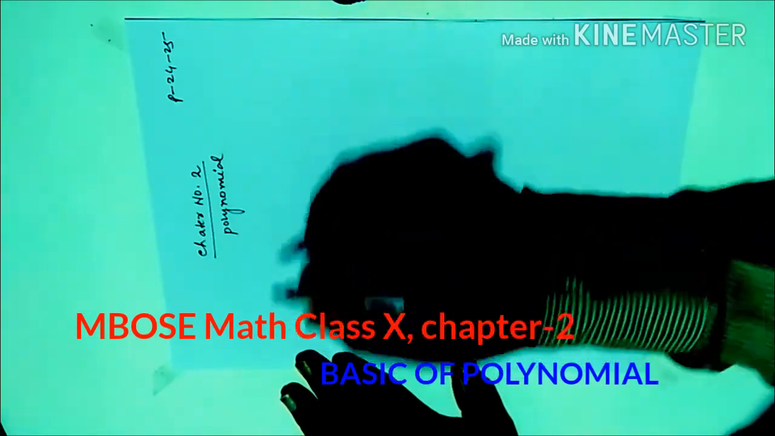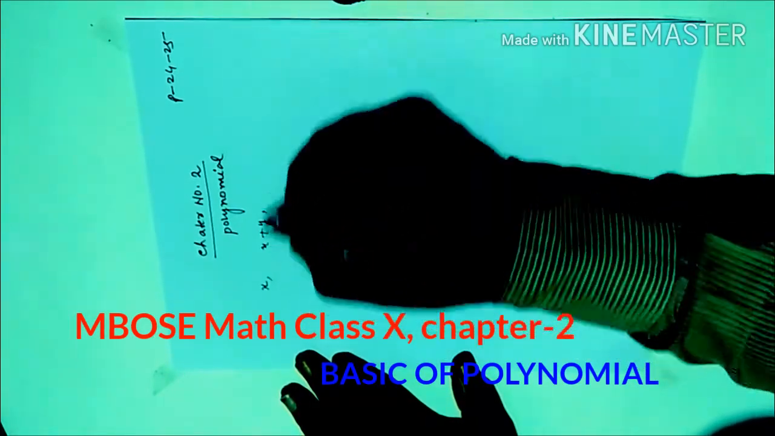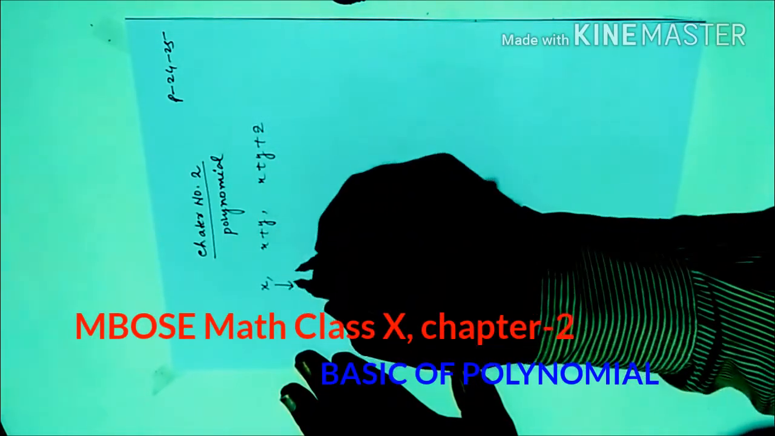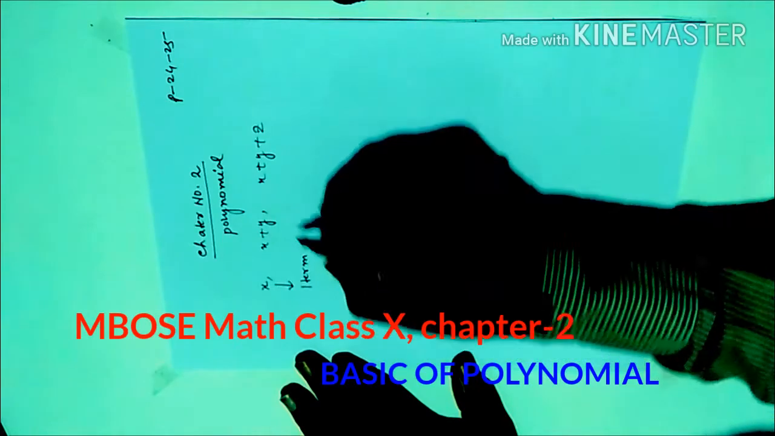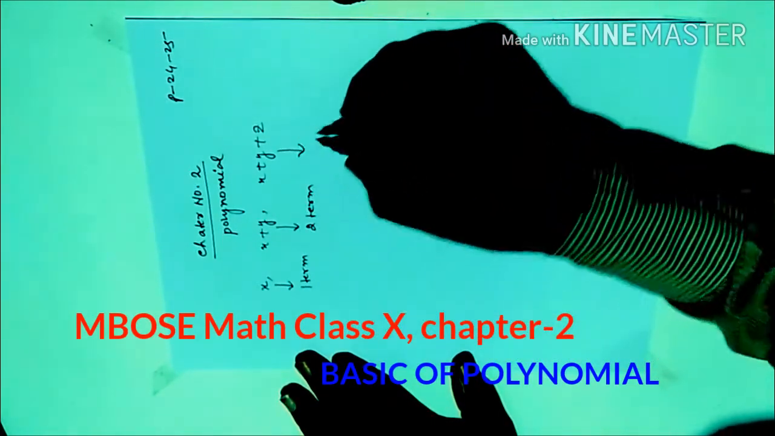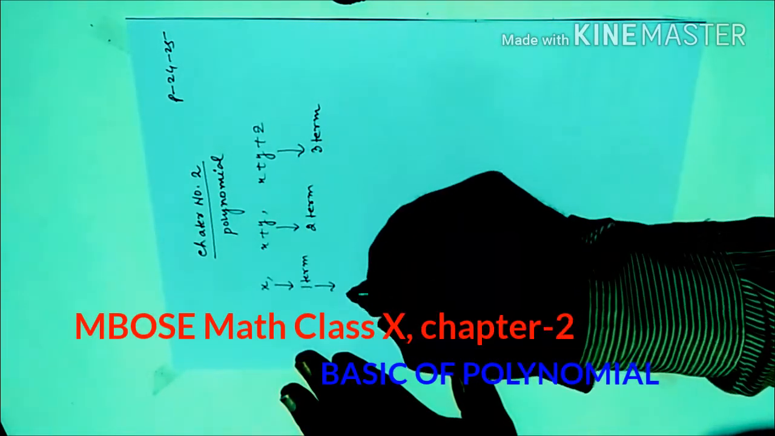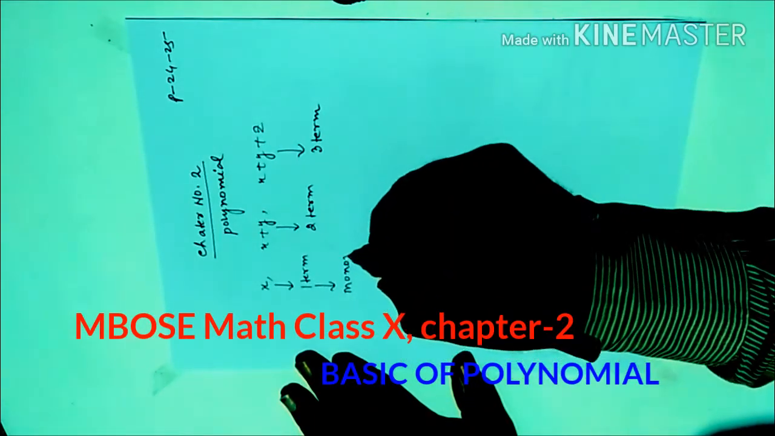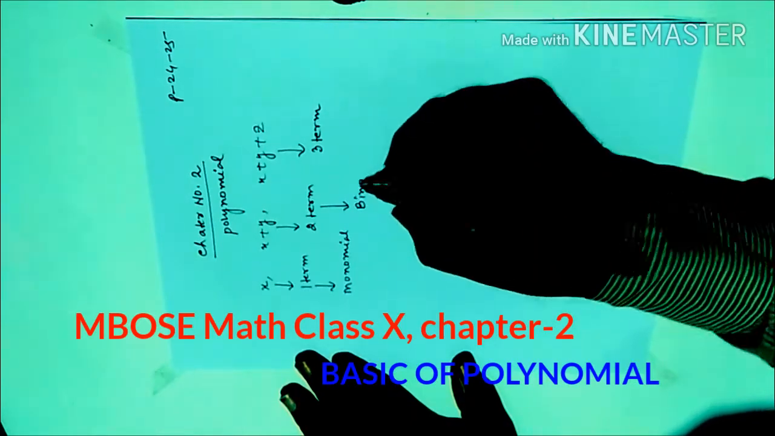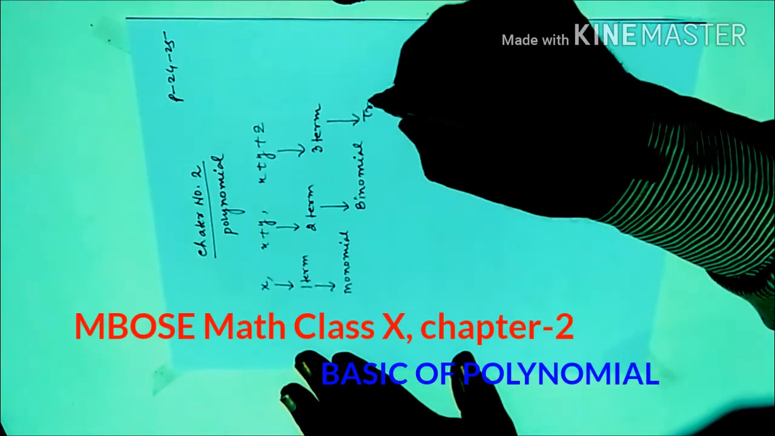Let me say the terms: x, x plus y, x plus y plus z. You see, how many terms? One term. Here how many terms? Two terms. Here how many terms? Three terms. So one term we call monomial, two terms we call binomial, and three terms we call trinomial.